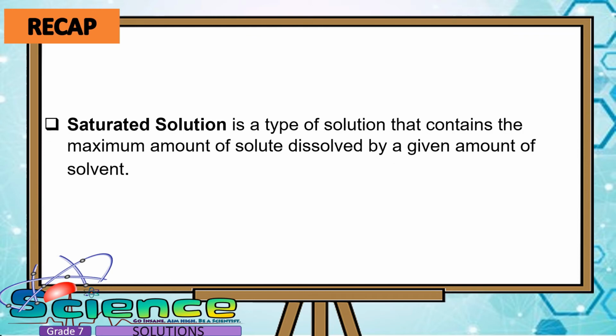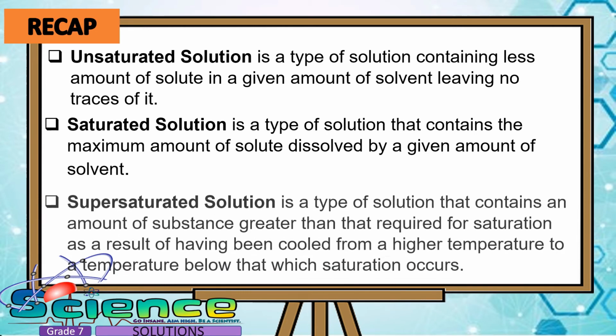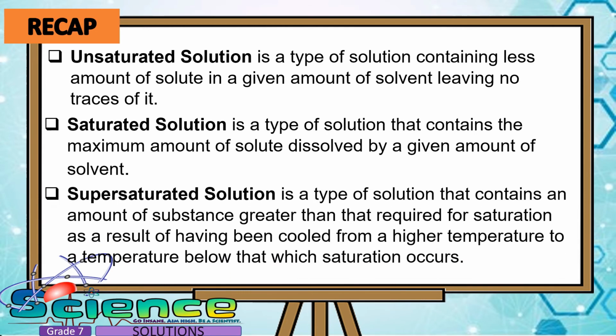Saturated solution is a type of solution that contains the maximum amount of solute dissolved by a given amount of solvent. Unsaturated solution is a type of solution containing less amount of solute in a given amount of solvent, leaving no traces of it. Supersaturated solution is a type of solution that contains an amount of substance greater than the required for saturation as a result of having been cooled from a higher temperature to a temperature below that which saturation occurs.